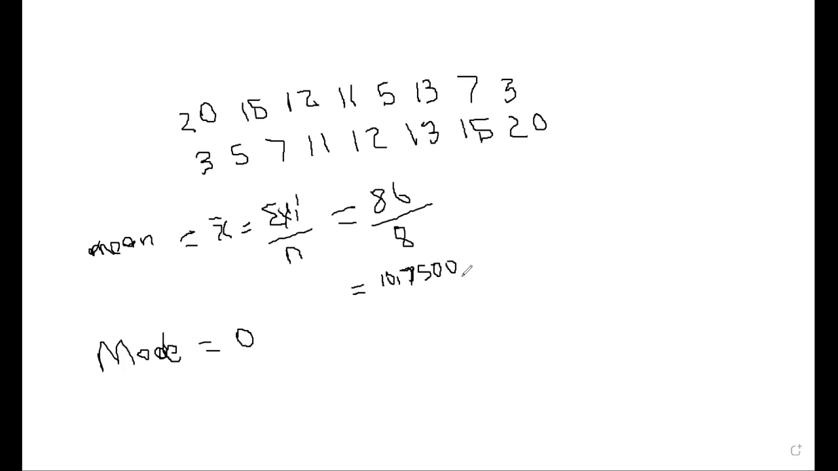With the mode, you're going to say that from the data set, there is no number which appears most frequently in the data set because we are having 0. So you're going to tell us that there is no number which appears most frequently according to the data set. Okay, so that's how we are going to interpret.